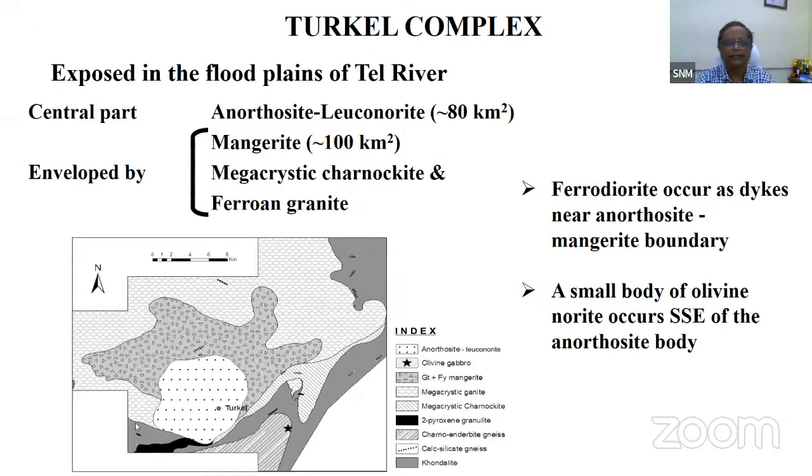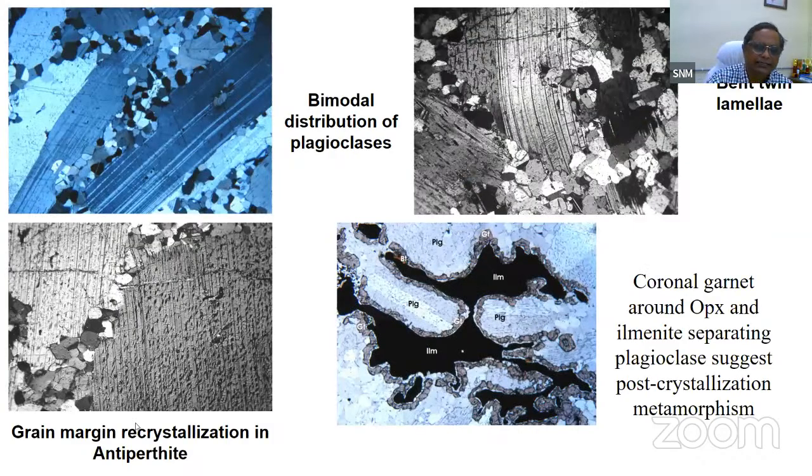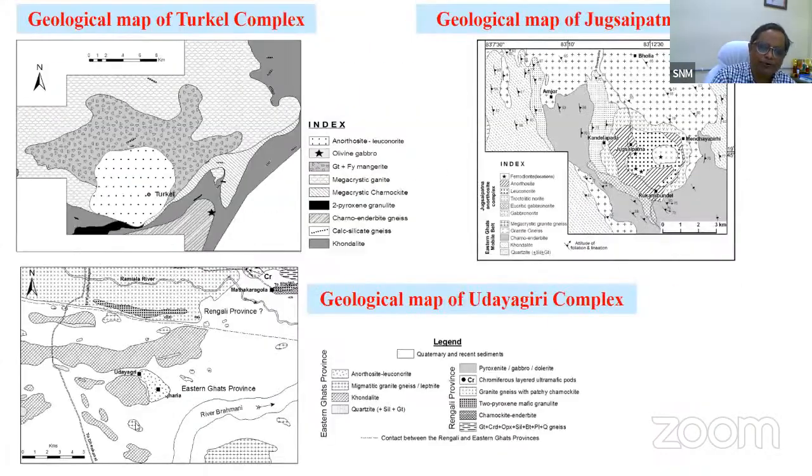So these are the characters of independent, different complexes. It's the Turkel complex. The entire complex is about 150 to 200 square kilometer area, where anorthosite and leuconorite comprise about 80 square kilometer. And this is the mineralogy of these rocks comprising plagioclases, and all these bodies are being emplaced within the Eastern Ghat mobile belt.